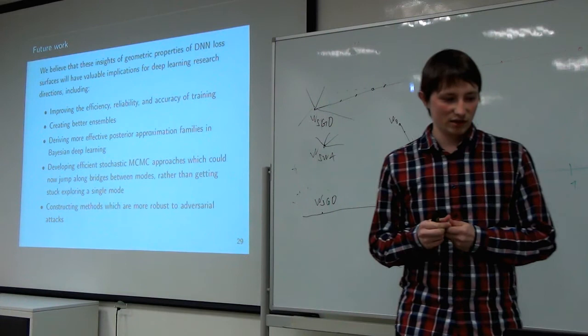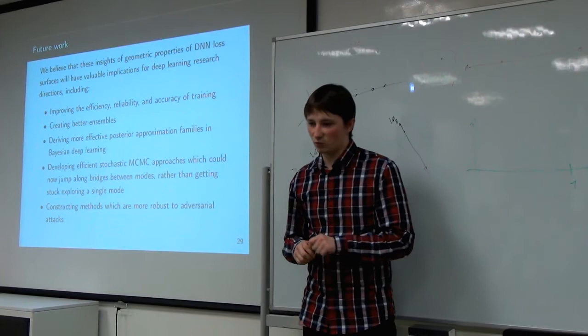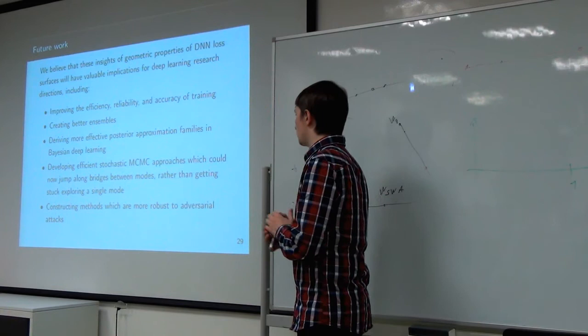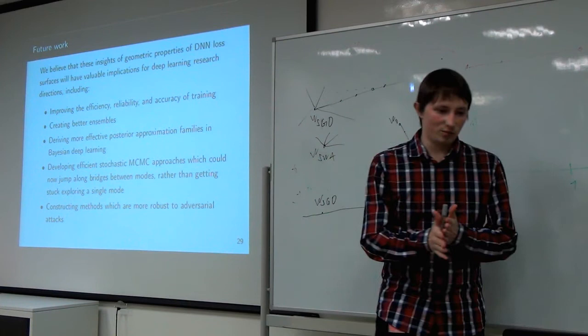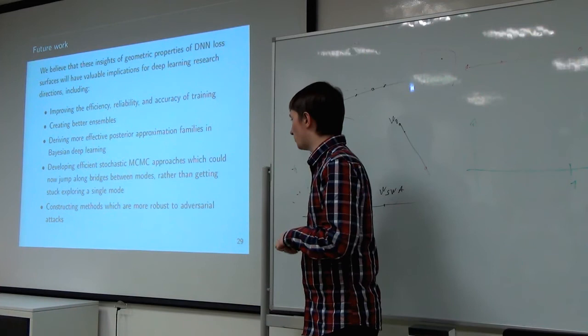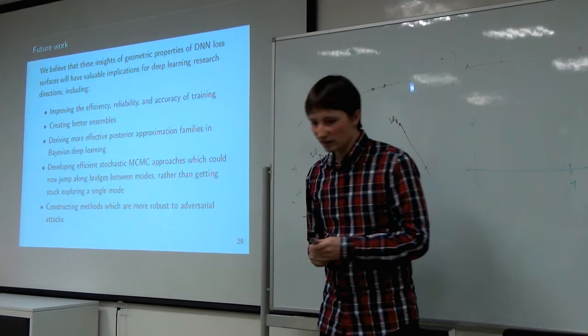If we know something about the geometric properties of loss surfaces, then we know something about the geometric structure of the posterior distribution. We hope that we can use these insights to propose more effective posterior approximations, or some MCMC methods that will be able to traverse these curves of low error. Also, we can propose new methods which can avoid adversarial attacks.